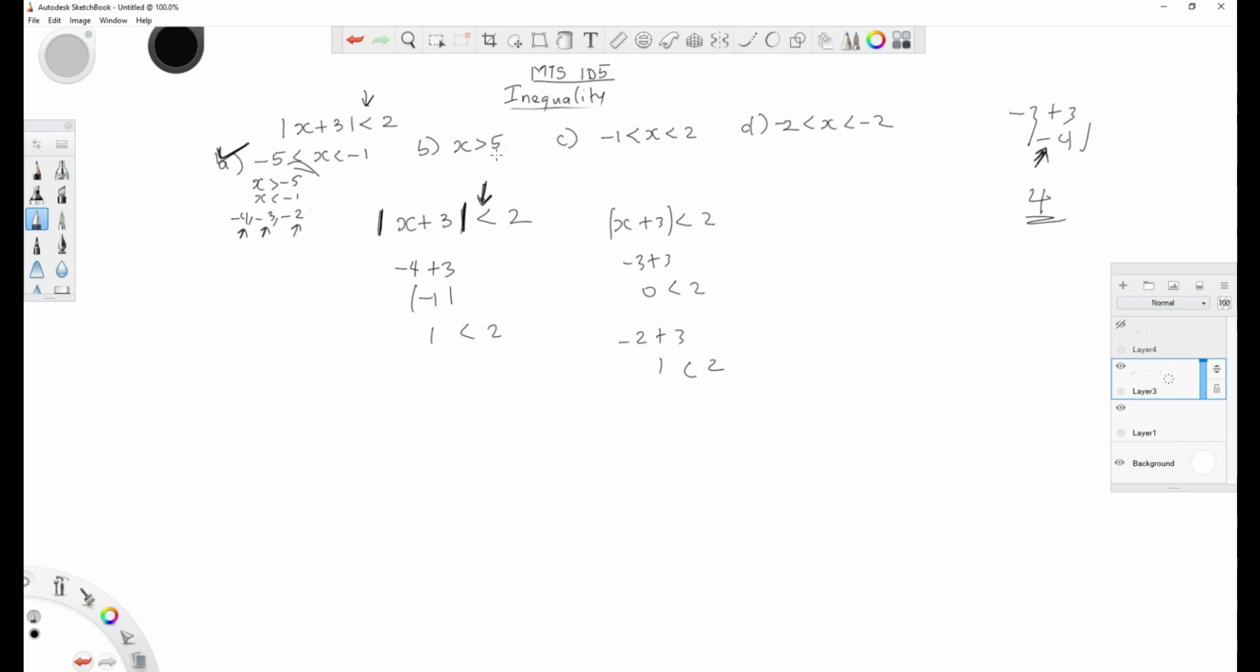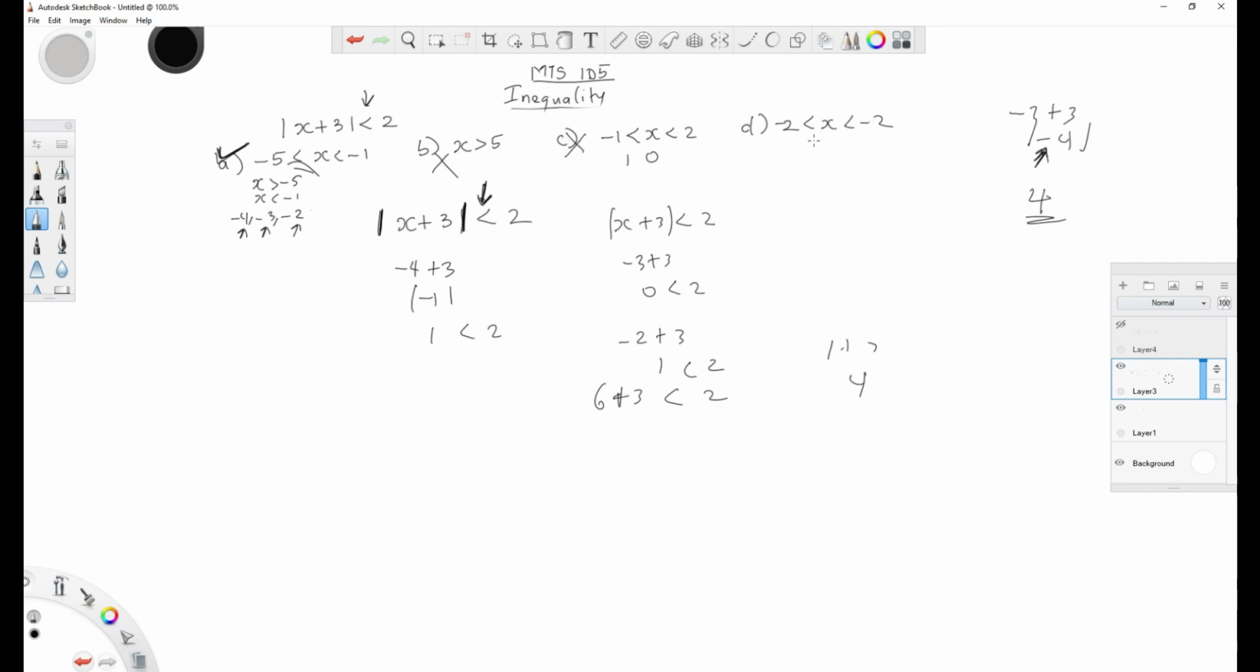So x is greater than 5. Let's put 5 here. Greater than 5, that's like 6, 7 and the like. So let's put 6. 6 plus 3 is not even anywhere close to being less than 2, so this is not the answer. Now this one, its range of values goes from 1, 0, 1. So let's put 1 here. 1 plus 3, that's 4. It's not even anywhere near. So this is not there.